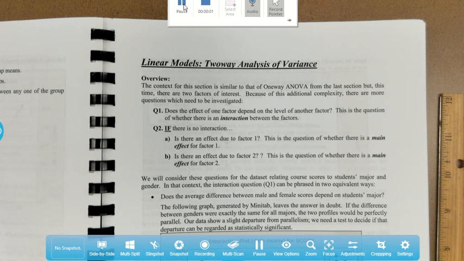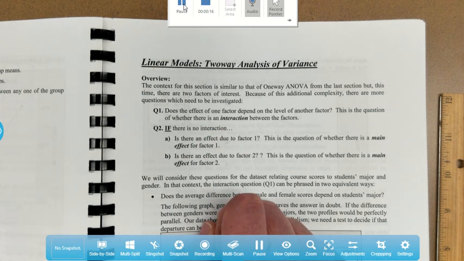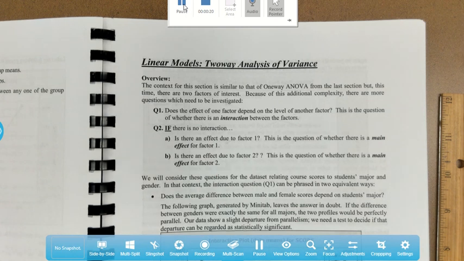I want to take a look at a problem in the context of an exam that talks about two-way analysis of variance. Does the effect of one factor depend on the level of another factor? This is a question where there's interaction between the factors. If you are able to eliminate the interaction terms, then you can ask: is there a main effect for factor 1, and maybe is there an effect for factor 2? That's talking about the main effects.